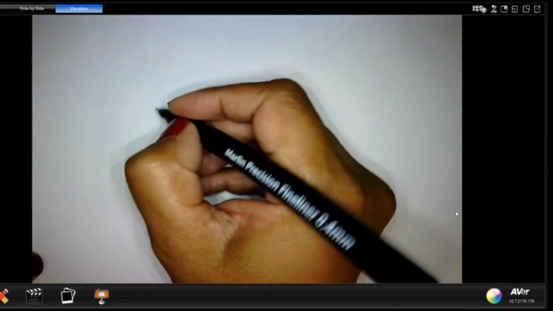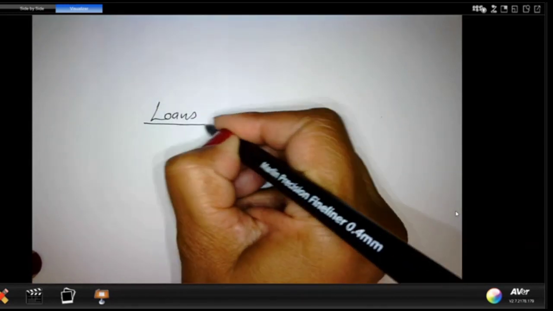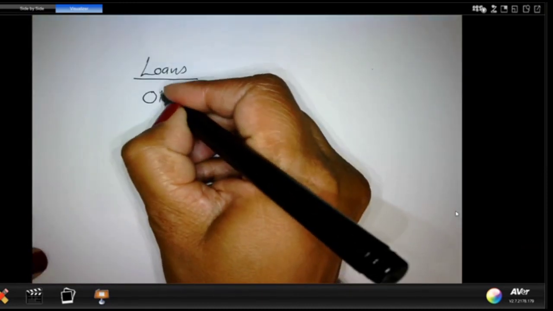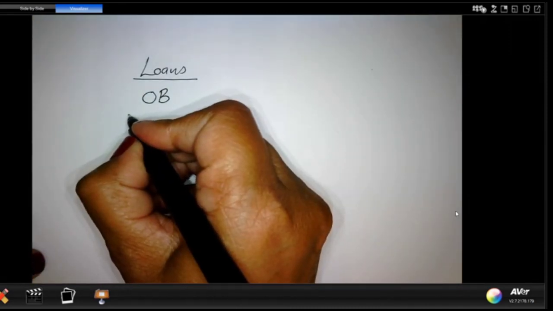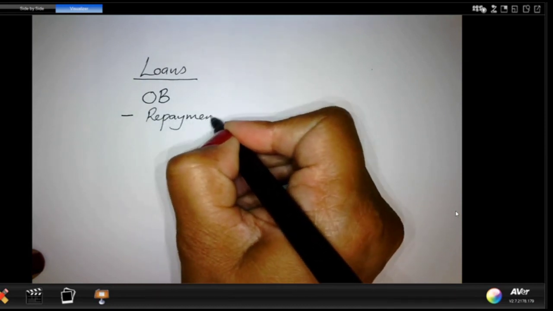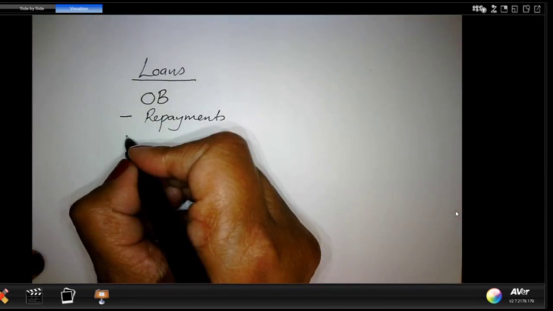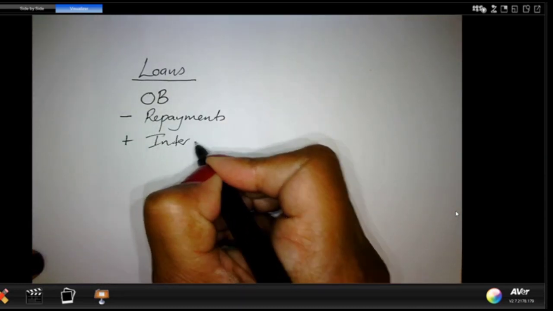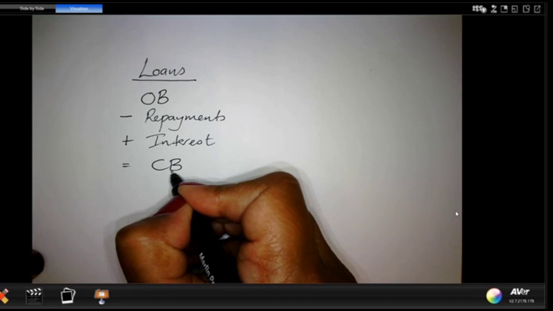Like I showed you with assets, when you had the whole opening balance plus minus, I'm going to show you the same for loans. This is the framework that you use. I take my opening balance for my loan. Then to that, I'm going to minus my repayments. And I'm going to plus my interest. And that is going to equal my closing balance.